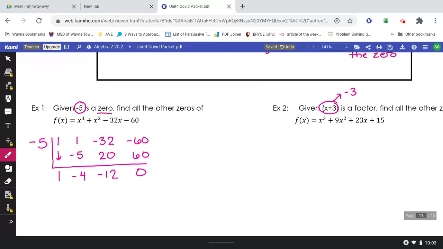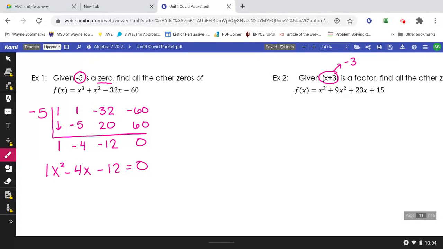Then what we do is we take what's left. We're going to write what we call, remember, the depressed equation, and we're going to write this as one exponent lower than what we started with. So we're putting it back into the x form. So the 1 comes in front of the x squared, -4 comes in front of the x, and -12 is the regular number by itself. And we set that equal to 0. Now most of the time we don't write a 1 in front, so I'm going to go ahead and get rid of that 1 right there.